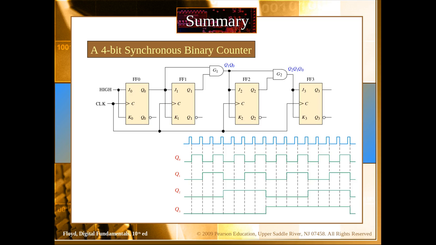You can also look at the wave diagrams. So we can see there is a clock at a certain frequency. Q0 has frequency half of the clock. Q1 has frequency 1/4 of the clock. Q2 has frequency 1/8 of the clock, and so on.